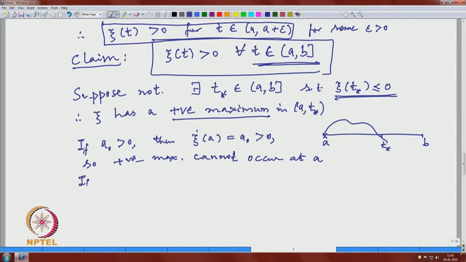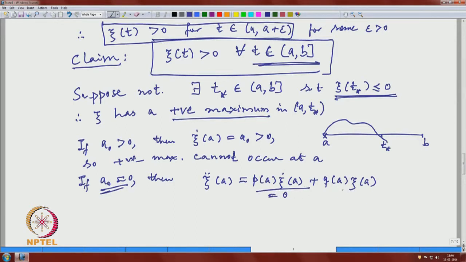Okay. And if A 0 is 0, then look at j double dot A from the equation. So, go back to the equation. j double dot A is equal to p t j dot A plus q t j A, and now we are assuming A 0 is 0. So, that means this is 0, and this is q t j A, and j A is A 1. So, this is strictly positive.